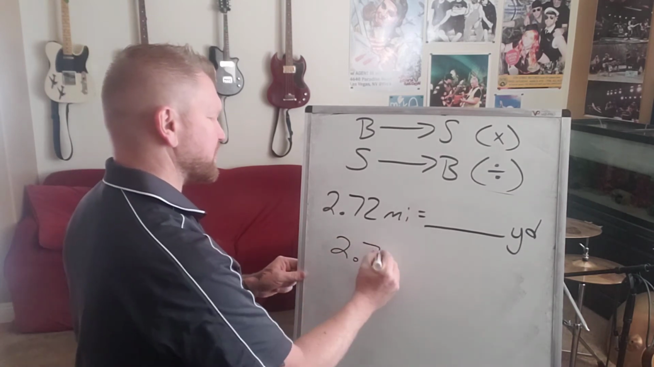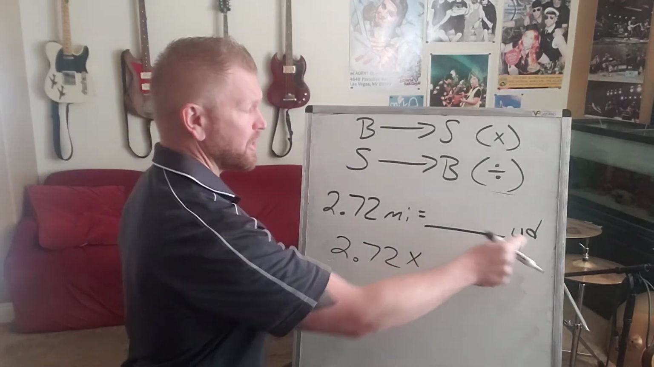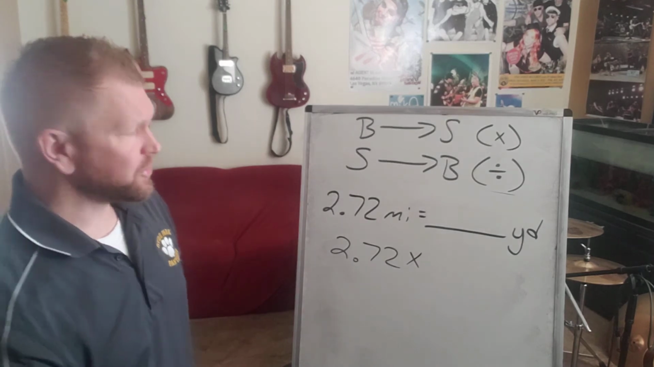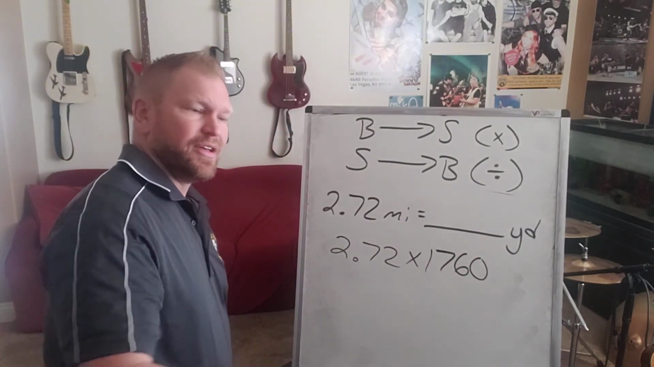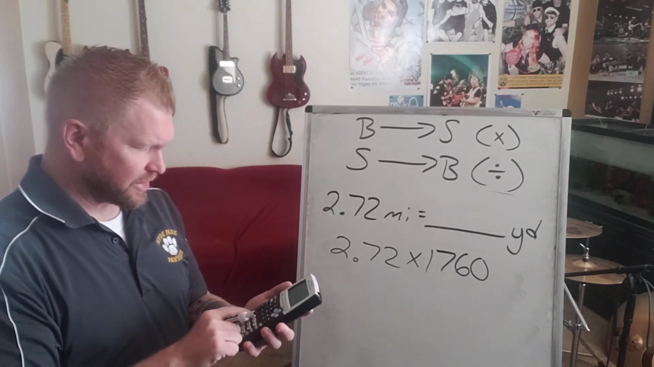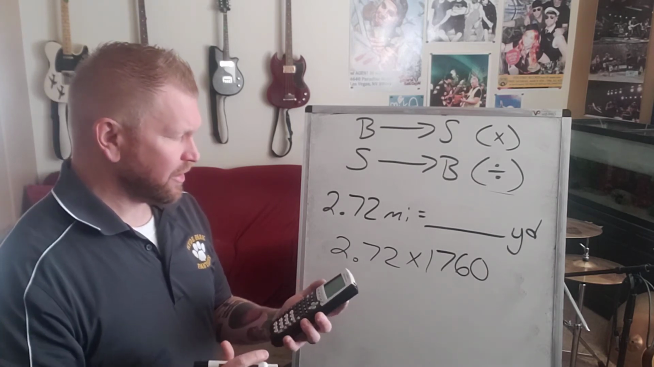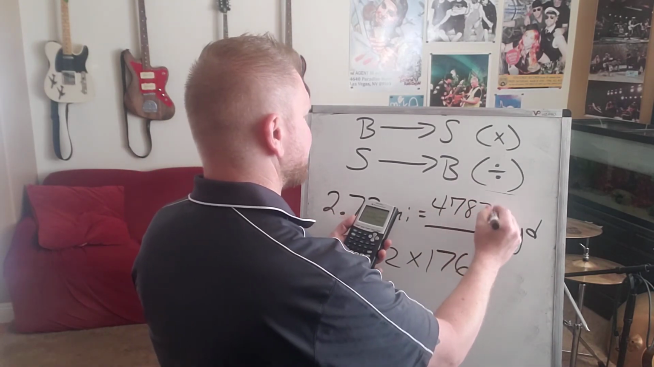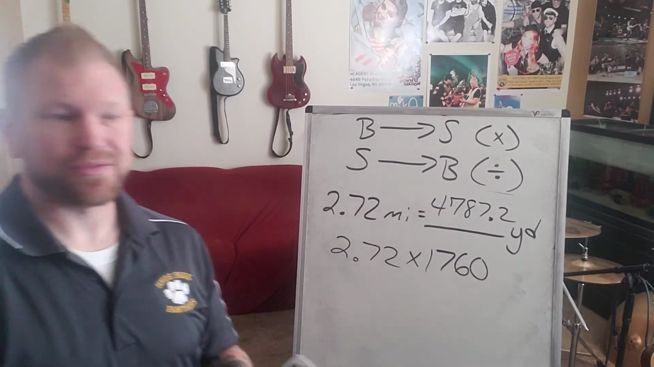So it's going to be 2.72 multiplied by what? Look in your notes. How many yards make up a mile? That's what we need to multiply by. Your notes will tell you it's 1,760 yards that make up a mile. So grab the calculator. 2.72 times 1,760, and the answer is 4,787.2 yards is equivalent to 2.72 miles.